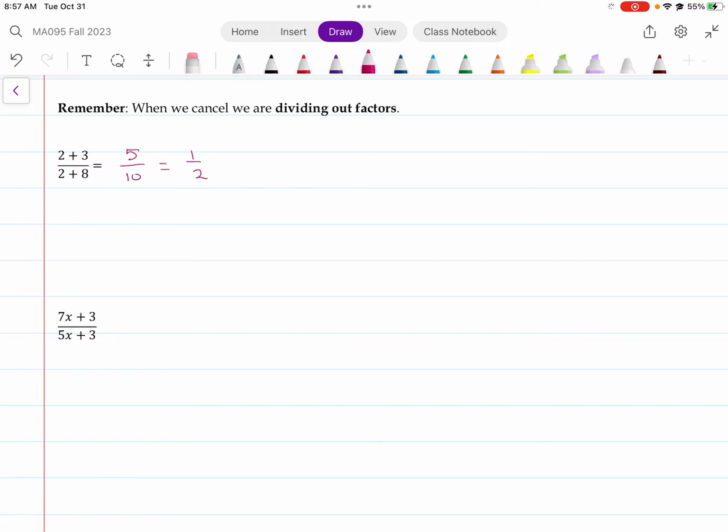So what about the next one? Try that. All right, absolutely nothing you can do with it. So do not do that. I'm going to erase it. Don't do that. The 3's do not divide out. So that's going to be 7x plus 3 over 5x plus 3, and there's nothing more you can do.